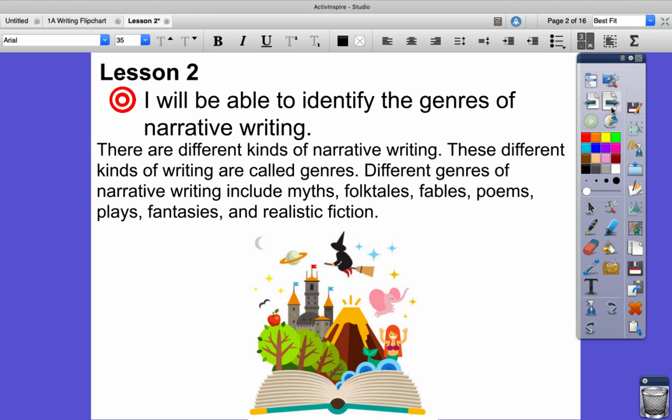Let's look at our lesson objective for today. I will be able to identify the genres of narrative writing. Genres is just a fancy word for the different types or kinds. So there are different kinds of narrative writing. These different kinds of writing are called genres. Different genres of narrative writing include myths, folktales, fables, poems, plays, fantasies, and realistic fiction. Realistic fiction means that it's a made-up story, but it could still happen in real life.